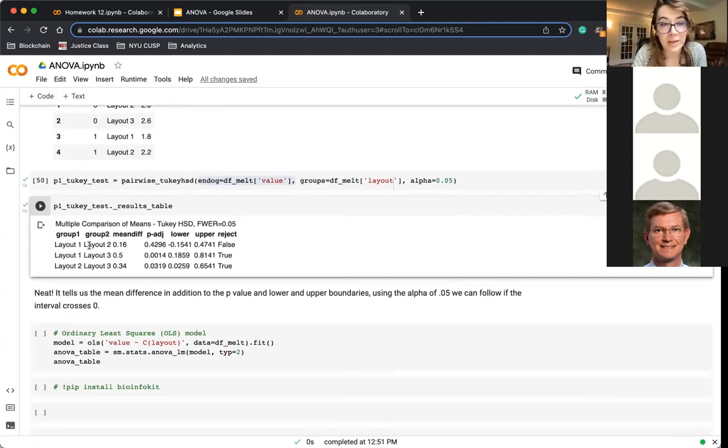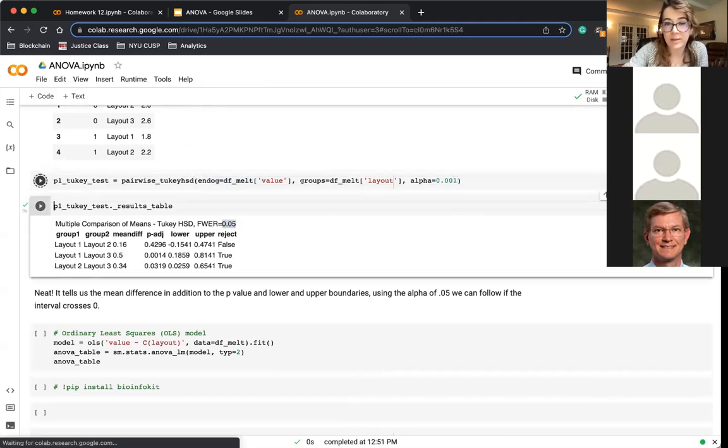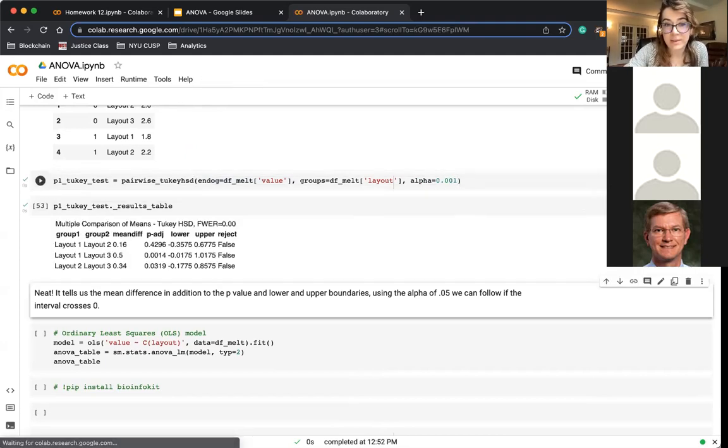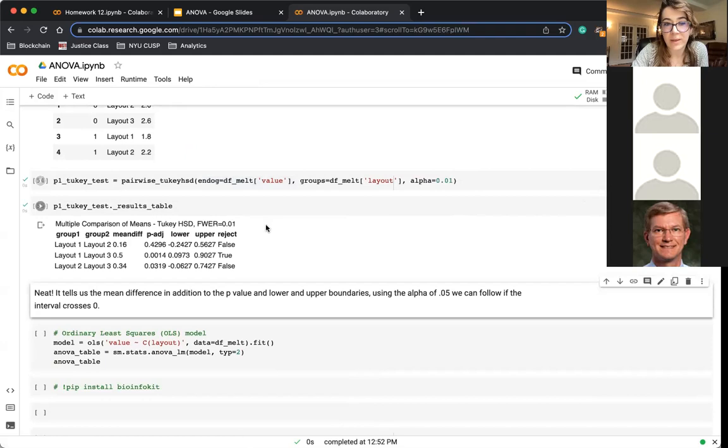But between layout 1 and layout 3, there is a difference, and layout 2 and layout 3, there is also a difference. And by default, it uses this alpha of 0.5. But if we wanted to change this to something even less, let's see how that would change it. So to that degree, we couldn't. Let's see, even at this, if that would change it.